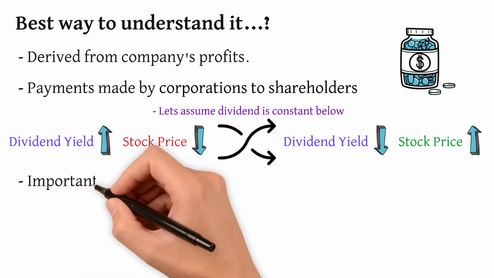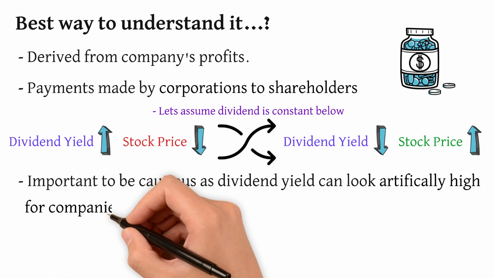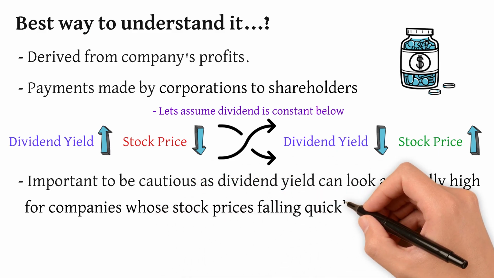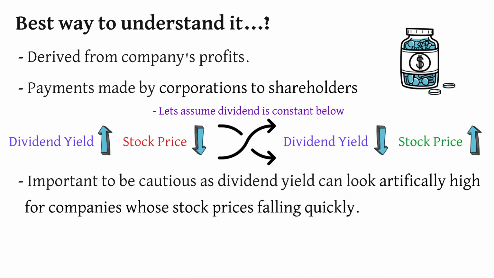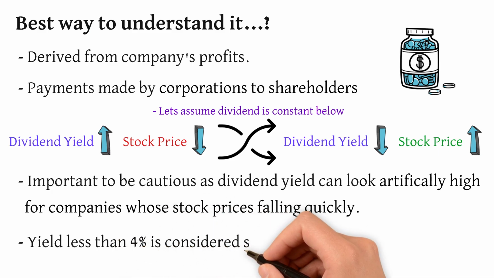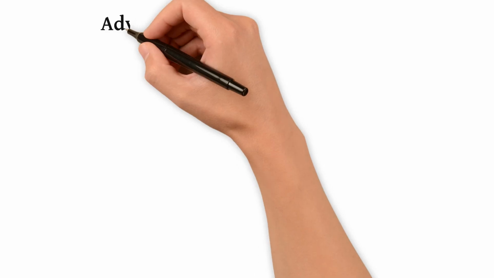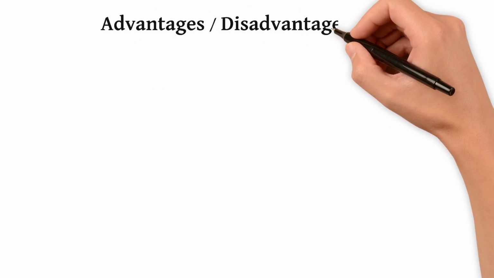It is important to be cautious since dividend yield can look artificially high for companies whose stock price is falling quickly. On an average, a dividend yield less than 4% is considered safe. Higher percentages certainly increase the risk. So which companies pay dividends, and what are some of the advantages and disadvantages of these dividends?